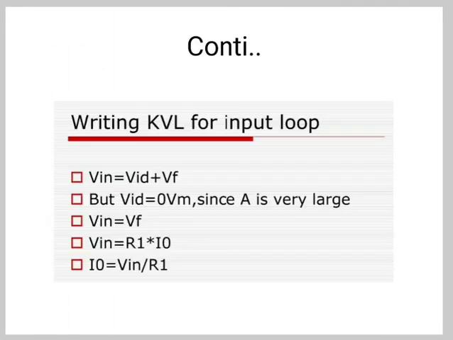Now next, writing KVL, that is Kirchhoff's voltage law, for the input loop. So voltage Vin is equal to VID plus VF. But what is VID? It is 0 since A is very large. So Vin becomes equal to VF, that is equal to R1 into I0. So I0 is equal to Vin by R1.